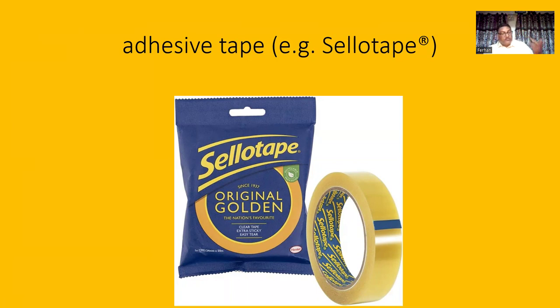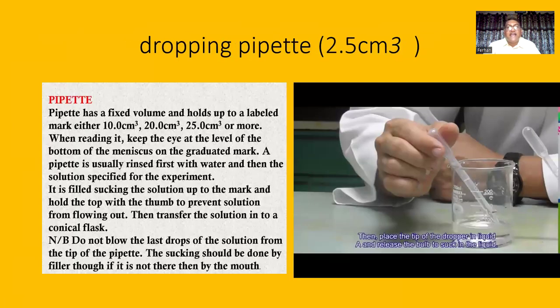So sellotape is also used to fix the paper on a board. For example, to paste something, to hold something, we use sellotape, adhesive tape. They frequently use this word in your ATP paper. Then we have this pipette.